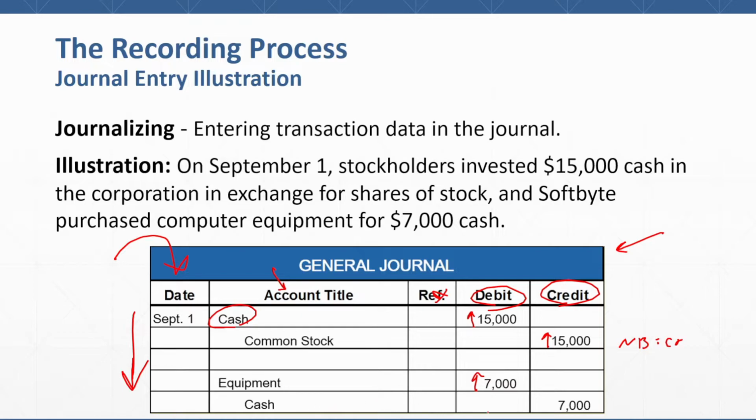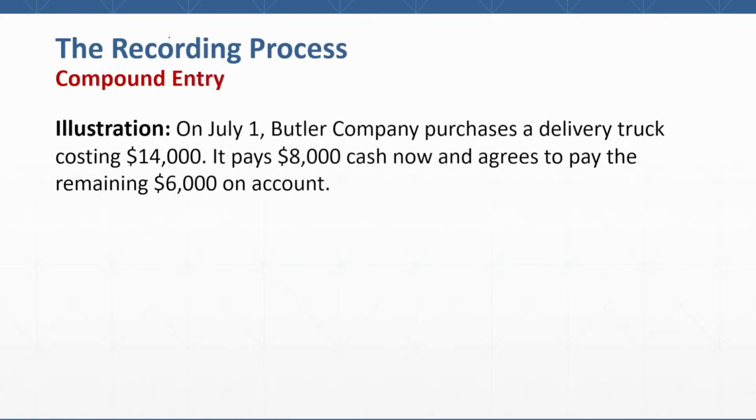For the second transaction, equipment is increased, so we debit it, and cash, we have given up our money in exchange for equipment, so it is decreased. So why is it credited? Because the normal balance of cash is debit, and normal balance always represents the increased side. So here, since our cash is decreased, we go against normal balance, and go with credit. See how it works? As easy as that. But sometimes we have more than one account affected by one single transaction. In that case, the journal entry would be called a compound entry.